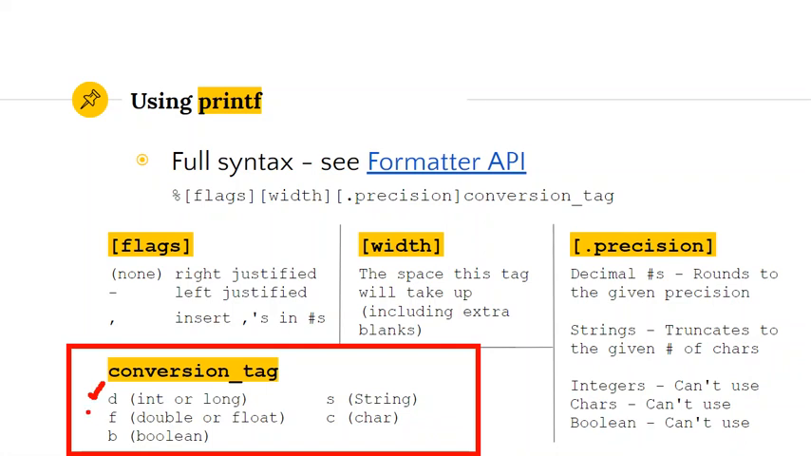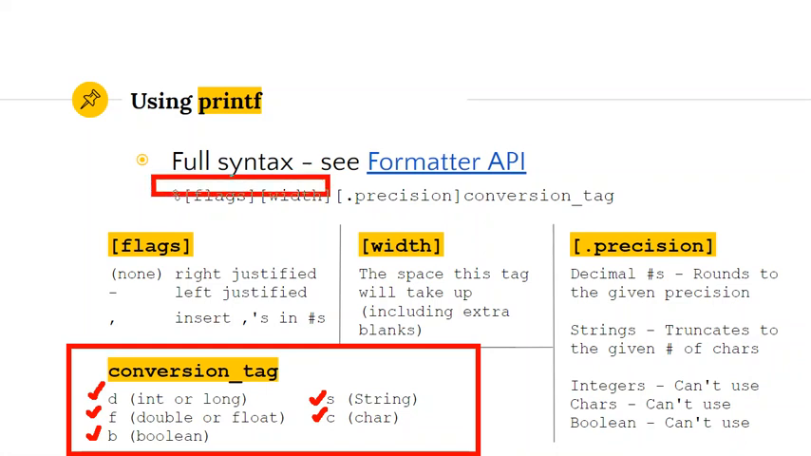%f means insert any kind of floating point number, so double or float works for both. %b for booleans, true or false. %s for strings, and %c for characters. Those should be the only data types that you actually need. Now let's talk about the flag.